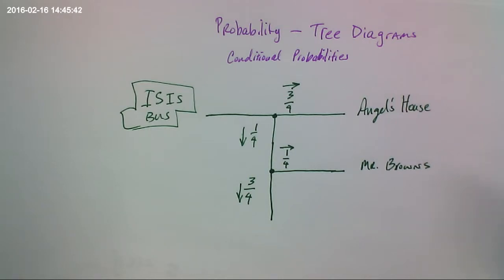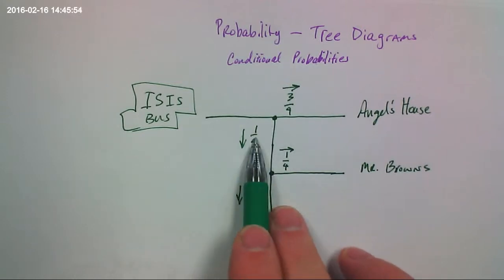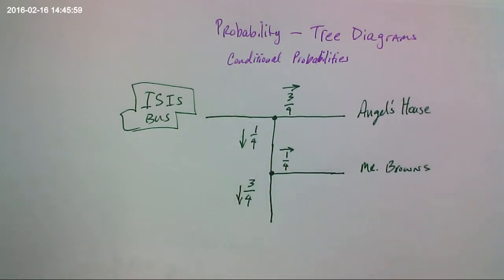What's the probability that I die in this situation? What would it be? 3/8, 1/8, 1/16. How are you getting all these different answers? So in order for me to die, they first have to make this turn, and then they have to make this turn. So that'd be 1/4 times 1/4. Right? So it'd be 1/16.